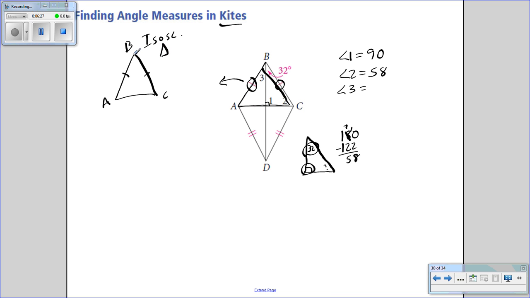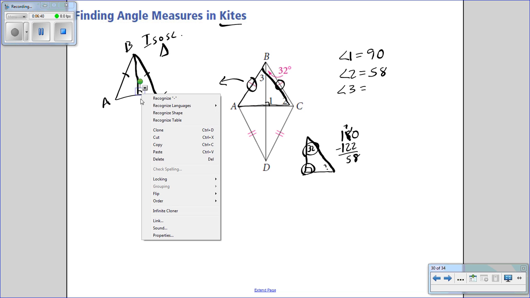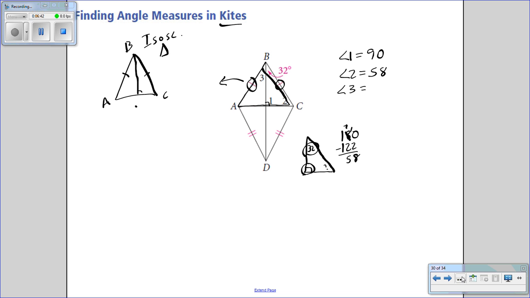Now, if you draw a line, which is present right here, through the vertex angle of that triangle, perpendicular to the base, then that means that the vertex angle is bisected. I know this angle right here was given to me as 32, which means the other angle is also 32. So angle 3 is 32 degrees.